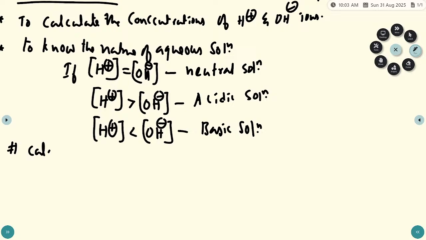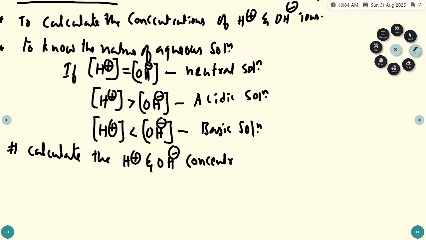So write down: calculate the H plus and OH minus ions concentration of a solution whose pH is 5. So what is the concentration of H plus and OH minus ion?